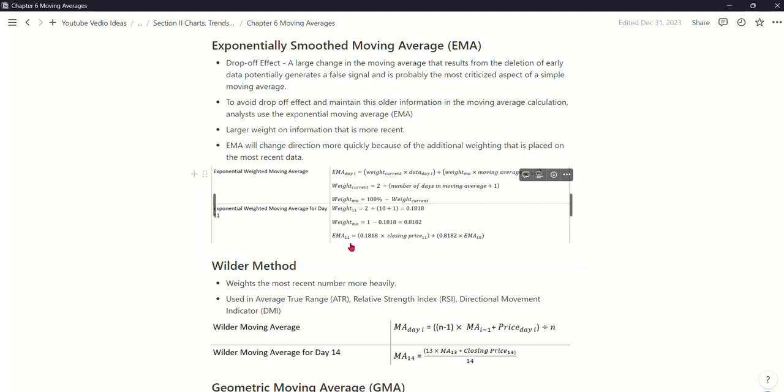You all pretty much know there's no need for calculation. These days we are not calculating. We'll use the charting system. The charting system automatically plots the moving average for us. But just for examination purposes, we should be aware of this formula and understand how the exponential moving average is calculated.